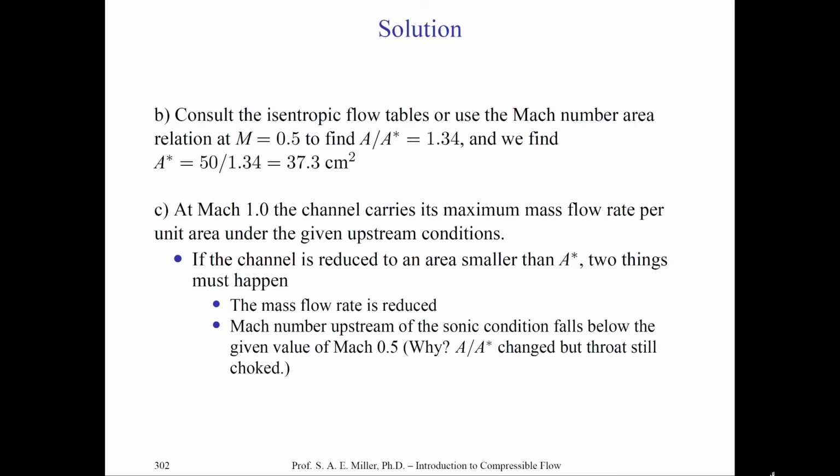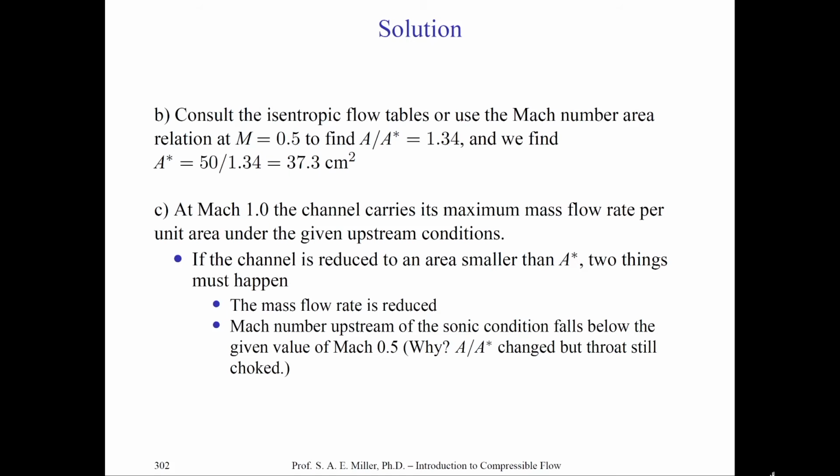Second step, consult the isentropic flow tables or use your equations for isentropic flow, or use the Mach number area relation, which we already developed in this class, for A over A star. At Mach 0.5, you'll see that the A over A star value for Mach 0.5 to find equivalent area A star for M equals 1 is 1.34.